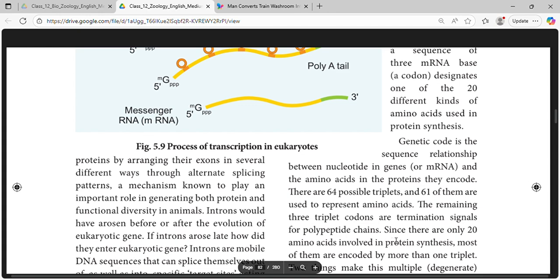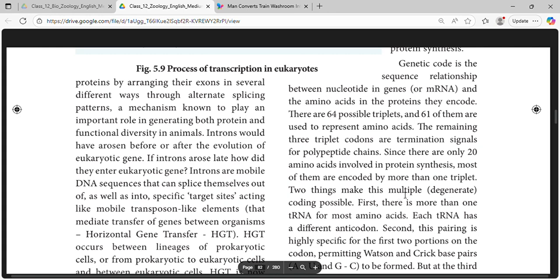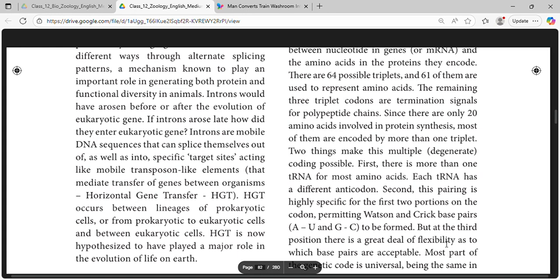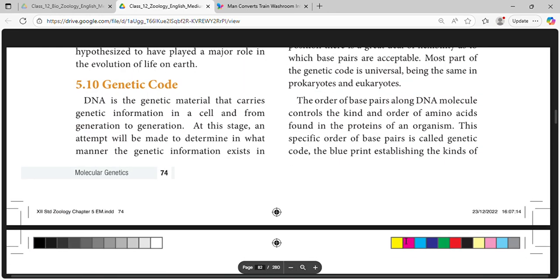Since there are only 20 amino acids involved in protein synthesis, most of them are encoded by more than one triplet. Two things make this multiple, degenerate coding possible. First, there is more than one tRNA for most amino acids. Each tRNA has a different anticodon. Second, the pairing is highly specific for the first two positions of the codon, permitting Watson-Crick base pairs, A to U and G to C, to be formed, but at the third position there is a great deal of flexibility as to which base pairs are acceptable. For the most part, the genetic code is universal, being the same in prokaryotes and eukaryotes.